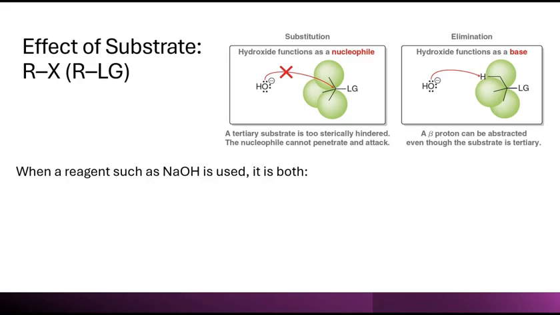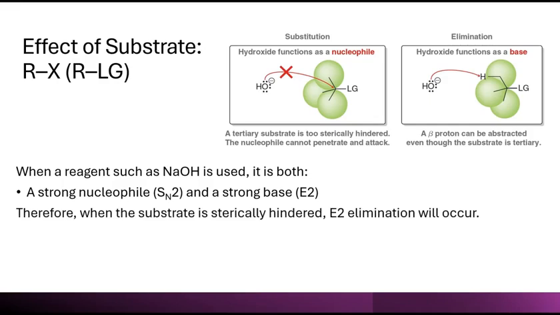Effective substrate, RX or R-leaving group. When a reagent such as sodium hydroxide is used, it is both a strong nucleophile, which supports SN2, and a strong base, which supports E2. In substitution, if the substrate has blocking groups or is sterically hindered, such as a tertiary substrate, the nucleophile cannot easily penetrate and attack through the backside. But in terms of elimination, the hydroxide can function as a base and remove the beta hydrogen. A beta proton can be abstracted even though the substrate is tertiary. Therefore, when the substrate is sterically hindered, E2 elimination will occur in the presence of a strong base.